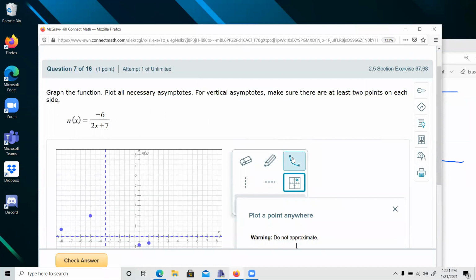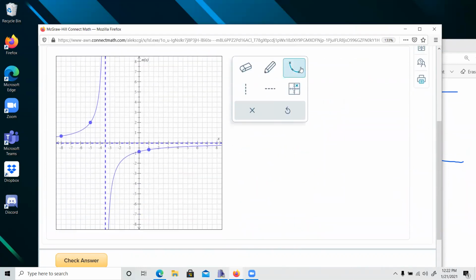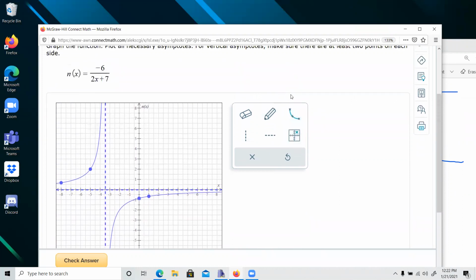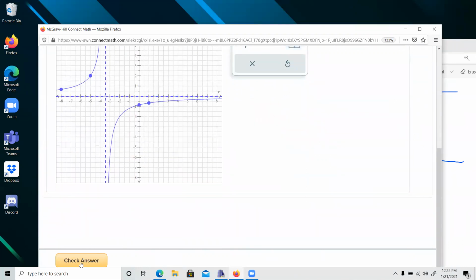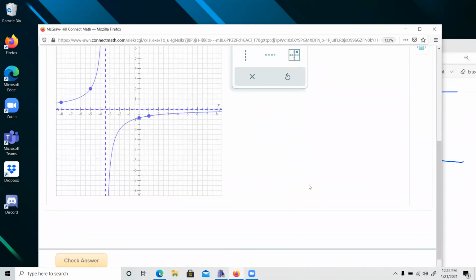So we go back and we have our piece here. Oh, wow, usually you had to draw this and connect the little dots and put it in here. They streamlined that a bit, I guess. That's nice. And check answer, and then we're good.